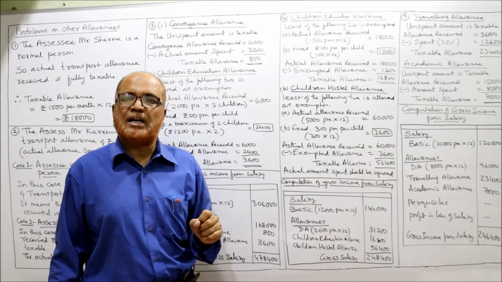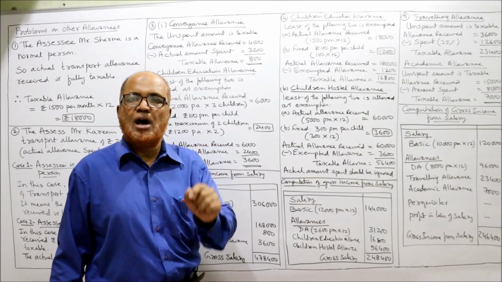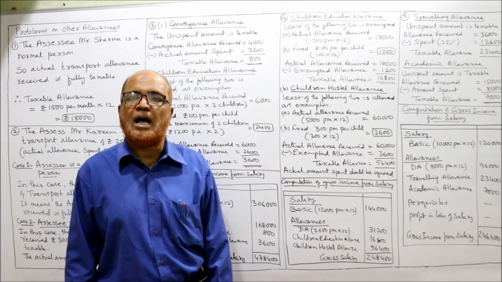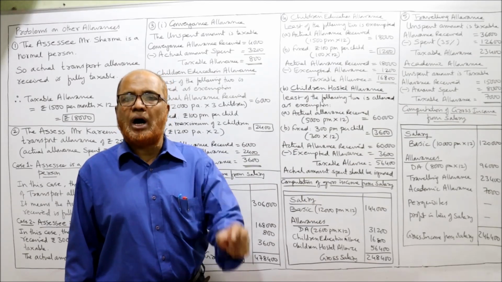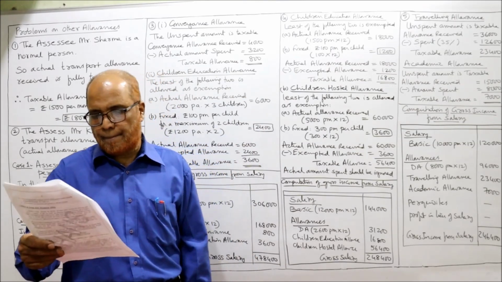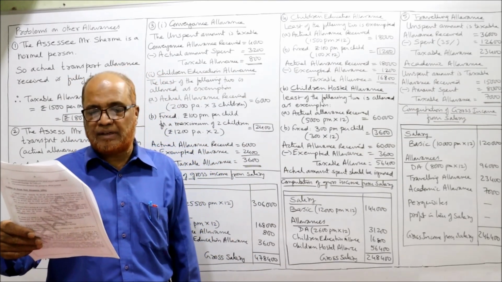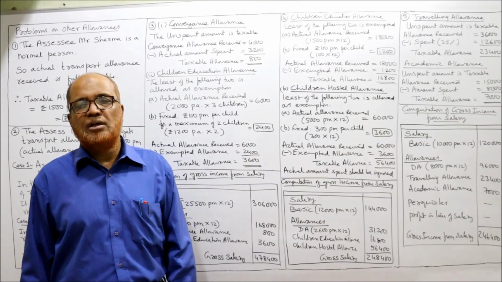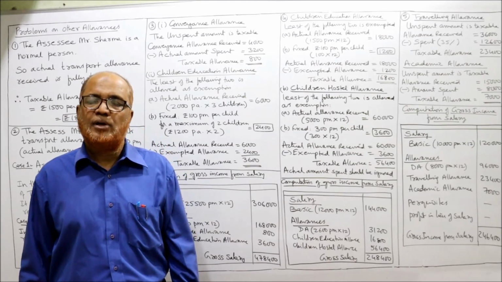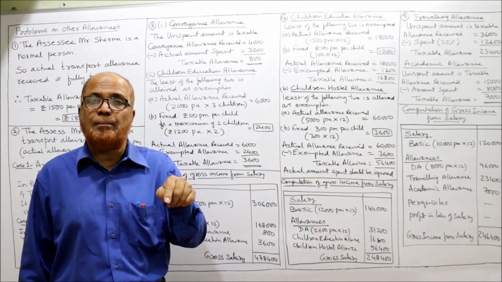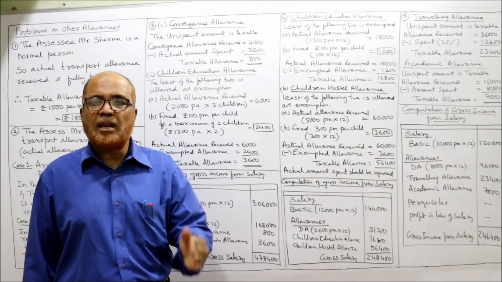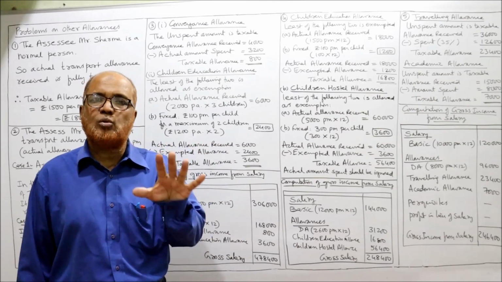So 3,000 into 12, 36,000 rupees he got as traveling allowance. Out of which 35% he has spent. So Income Tax Act says for traveling allowance, unspent amount is taxable. So out of 36,000, 35% is exempted, remaining is taxed. And academic allowance per annum 15,000, actual amount spent 8,000. So Income Tax Act says for academic allowance, unspent amount is taxed. So he received 15,000 per annum. Out of 15,000 he has spent 8,000. So 8,000 is exempted. The remaining 15,000 minus 8,000, 7,000 rupees is taxed.